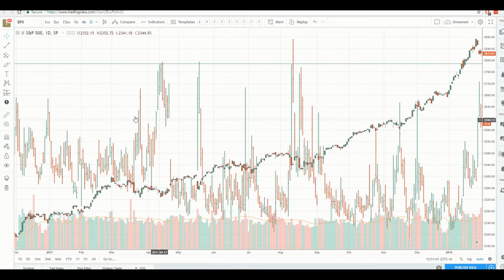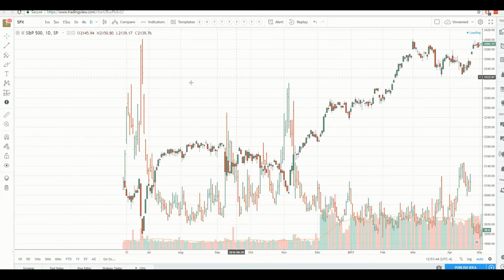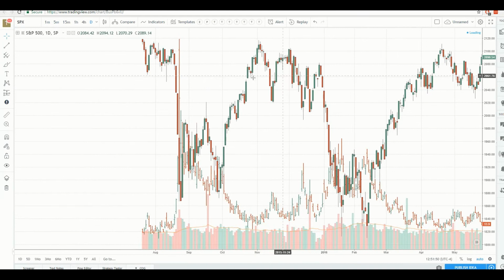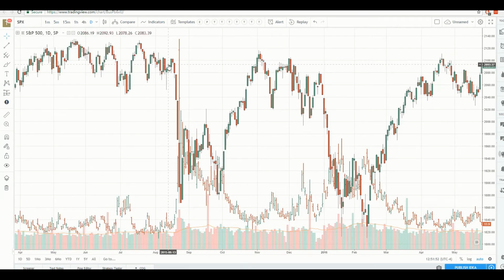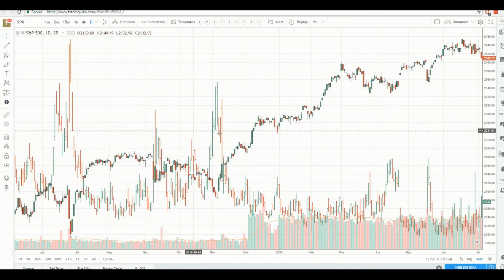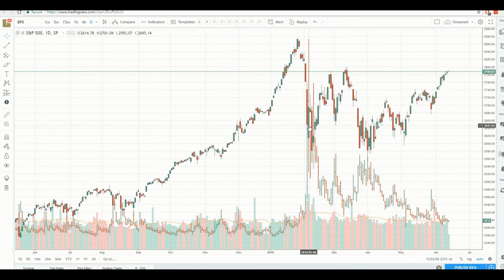If we pull back a little, all the way back into right here is another perfect example. August 2015, again, massive sell-off in the S&P 500 and a huge spike by the VIX indexes. You can see this huge red line right here. So let's talk about trading the VIX a little, guys.